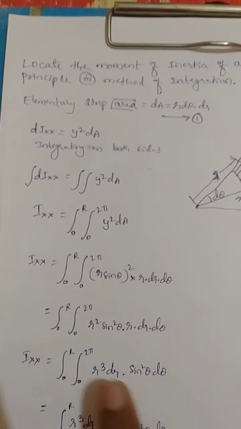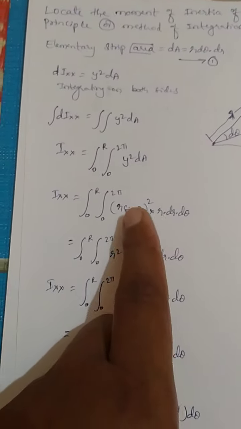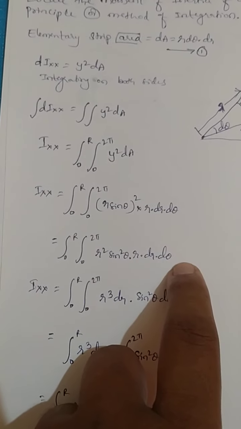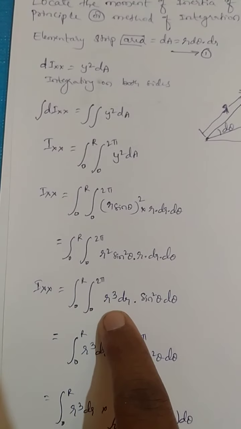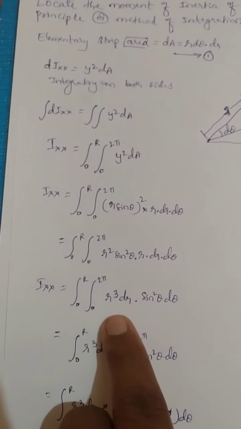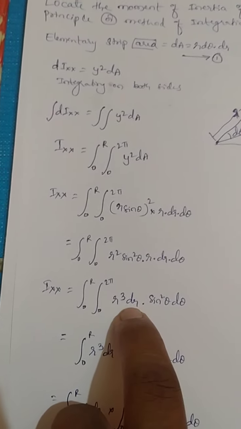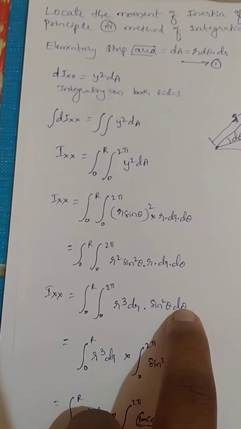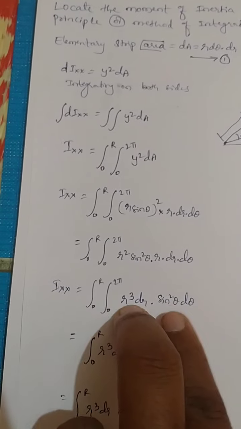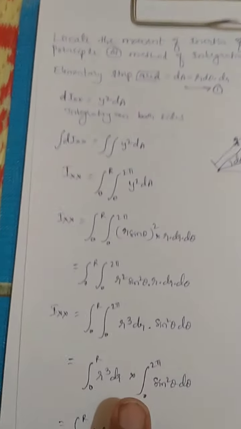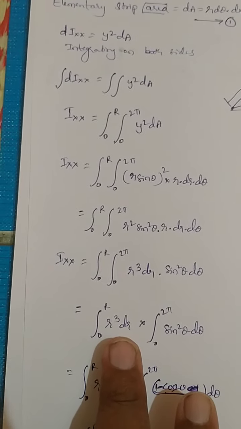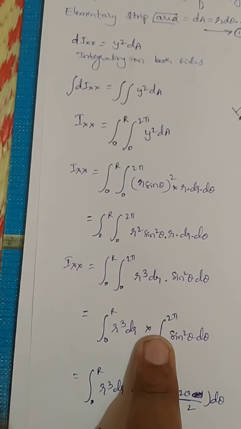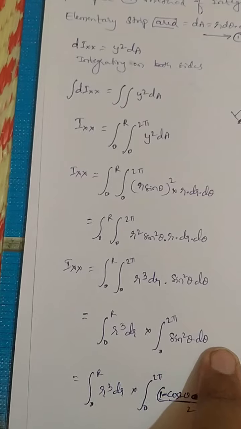Similarly, now squaring, r square into sine square theta into r into dr into d theta, with limits 0 to r and 0 to 2 pi. Now r square into r is r cube into dr, and sine square theta into d theta. I just separated the r term and the theta term. Now apply the integration separately: the integral from 0 to r of r cube dr, into the integral from 0 to 2 pi of sine square theta d theta.